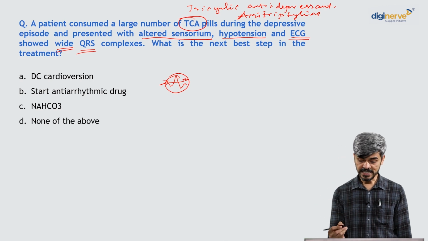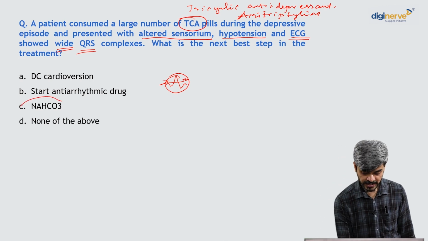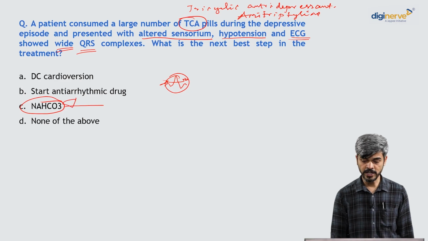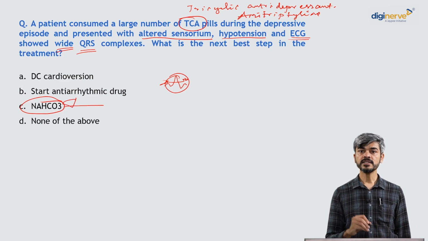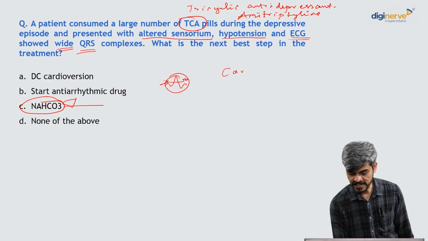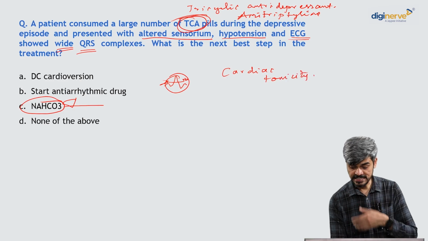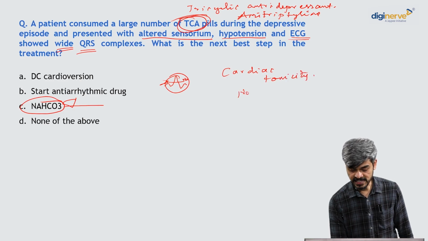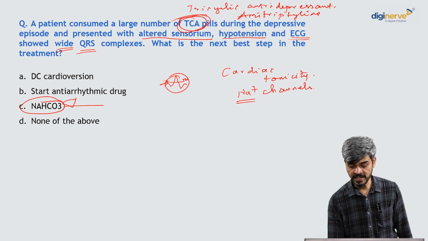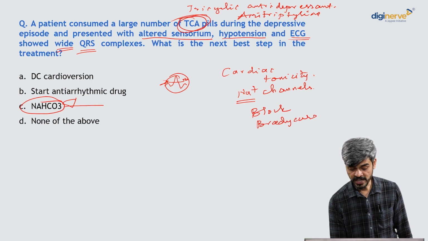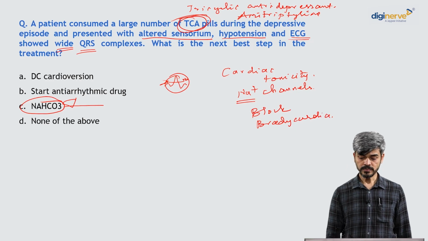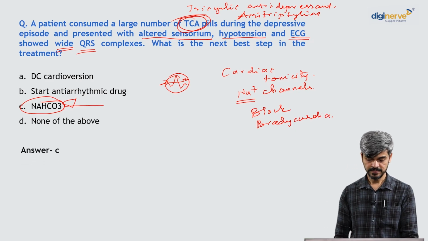The answer here is sodium bicarbonate, NaHCO3. You have to use sodium bicarbonate to reverse the cardiac toxicity. What is the risk of TCA overdose? It is cardiac toxicity, because TCA affects the sodium channels in your myocardial cells. It can cause bradycardia, signs of heart block, bundle block-like features, and it can be reversed with sodium bicarbonate. So the answer here is C.